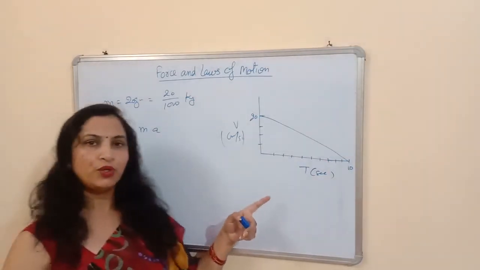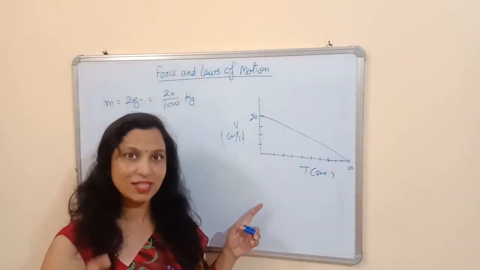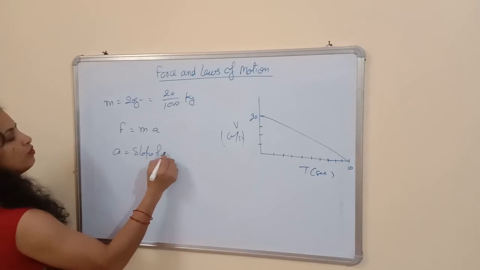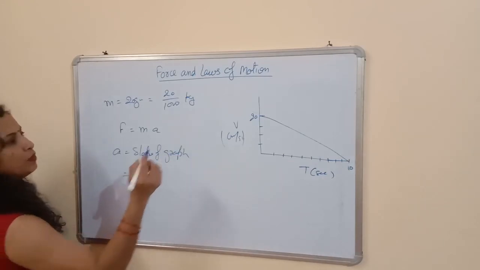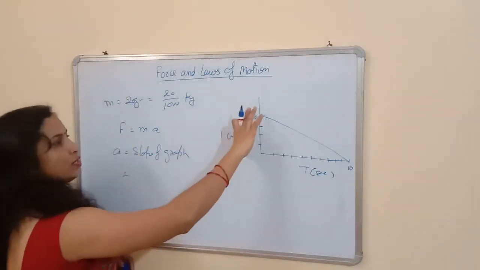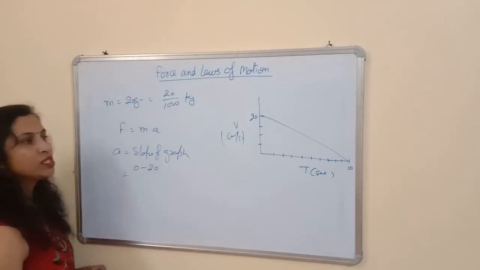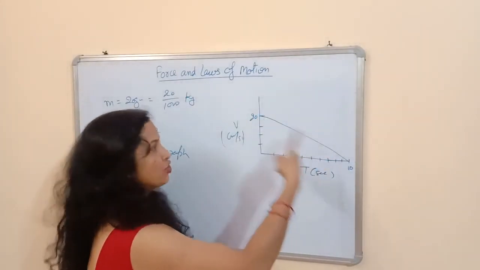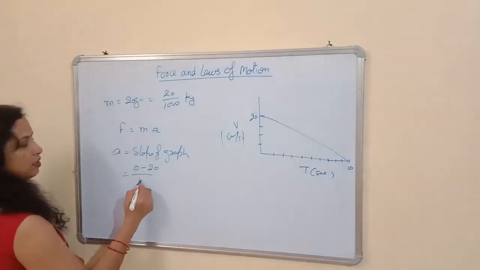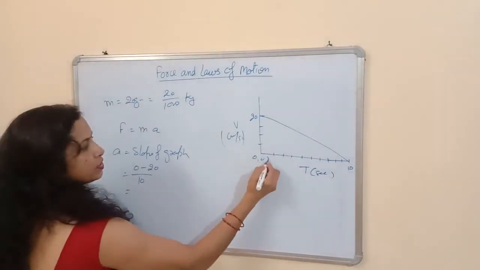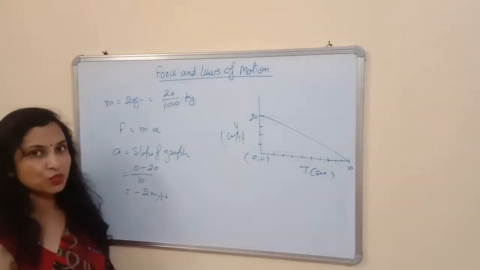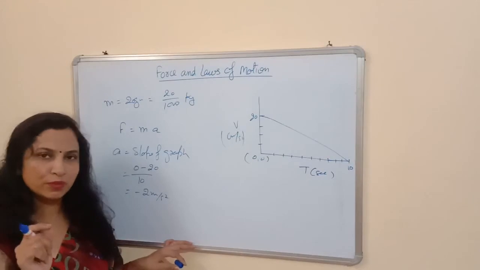From the VT graph, if you want to find the acceleration, I explained to you that you have to find the slope of the graph. Acceleration is equal to the slope of the graph. And what is the meaning of the slope? That is perpendicular upon base. The perpendicular is 0 minus 20, because finally the velocity of the body becomes 0, and initially it was 20, upon the base, that is 10. So it is minus 2 meter per second square. For this question you should know the meaning of the graph. It means the first chapter should be clear.